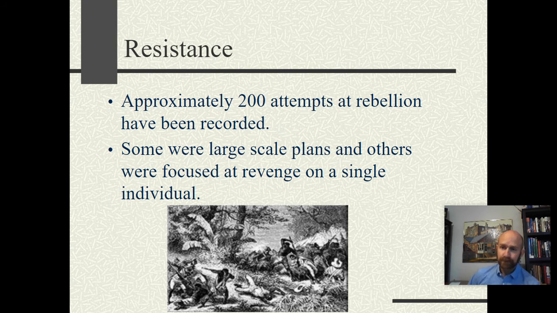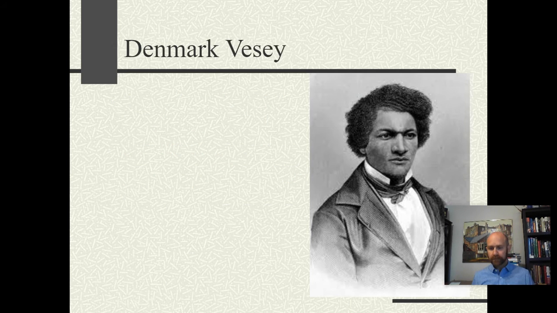And a lot of them are going to be squashed even before they start. That's because the revenge that a slave owner would take on rebelling slaves was so brutal that a lot of times when slaves found out a rebellion was being planned, they would stop it themselves because they didn't want their entire family to be punished. So we're going to talk about a couple examples of resistance here.